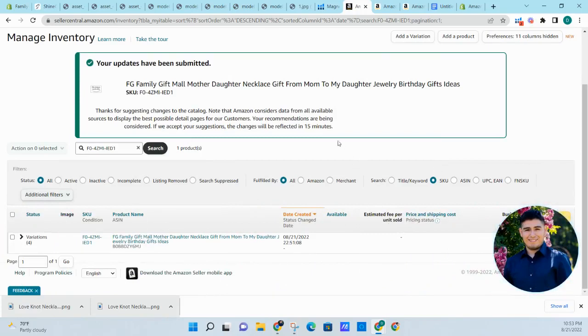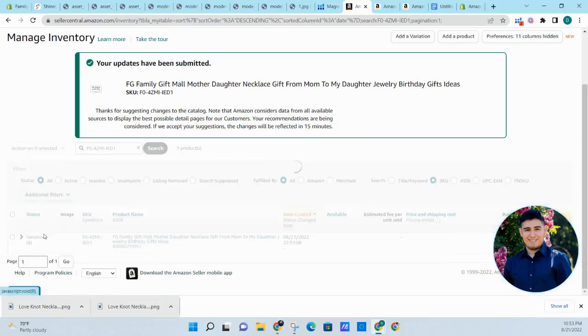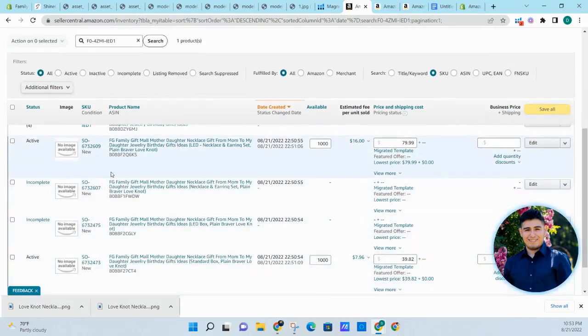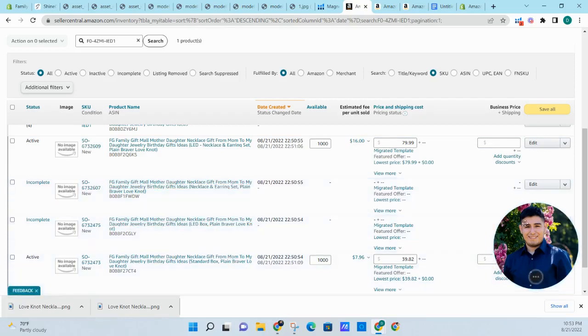So yeah, as you can see, now we have our listing with four variations. What we need to do next is click on this arrow, and then we'll see all the variations. The last step, or one of the last steps, is to add the images, right? So this is the listing for the earrings. This is for the mahogany, and this is for the standard box.